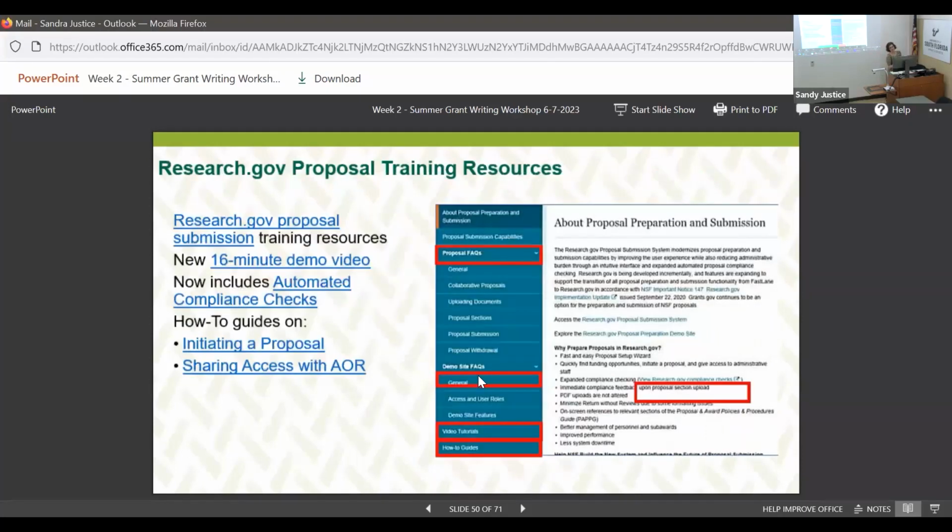Okay, so, and like any good system, they have tons and tons of tutorials throughout it. And it will tell you, now we've automated compliance checks. This is what it's going to mean. And when you're finished uploading all of your documents, you then have the option of sharing it with your AOR, right?